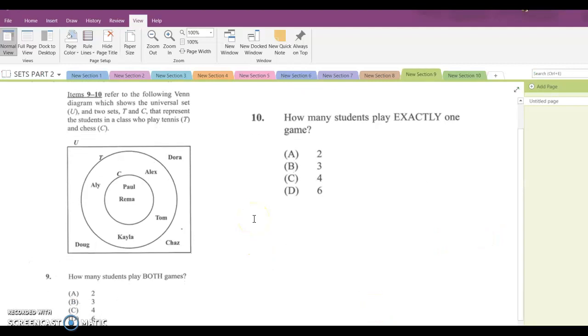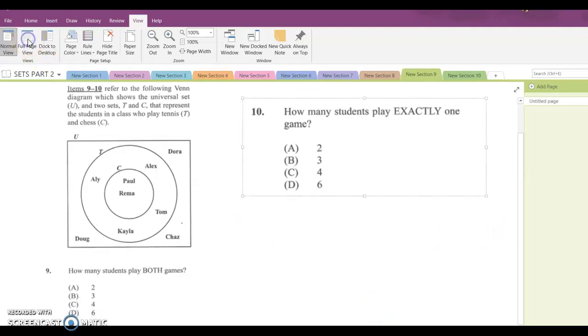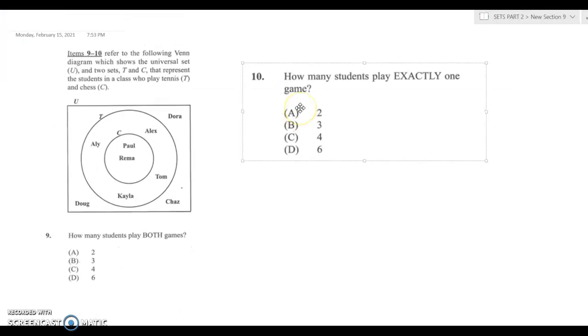All right, number 9 and 10. Let's see if we get this done quickly. Number 9 and 10 refer to the following Venn diagram. We have two sets, T and C, representing students who play tennis and chess. How many students play both games? Remember, both is the intersection, right? And clearly C is inside of T. So clearly inside here is how many students play both, which is 2.